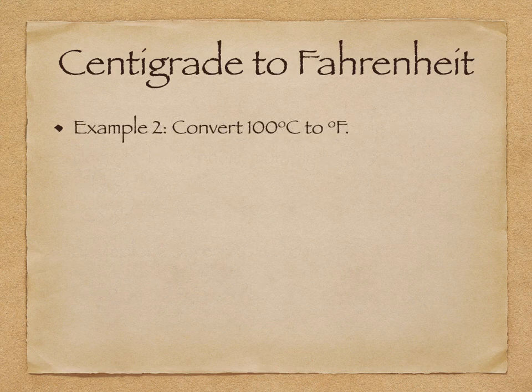Let's convert 100 degrees centigrade to Fahrenheit. So 100 times 9/5 is 900 divided by 5, or 180 plus 32, which is 212 degrees Fahrenheit. That happens to be the boiling temperature of water.